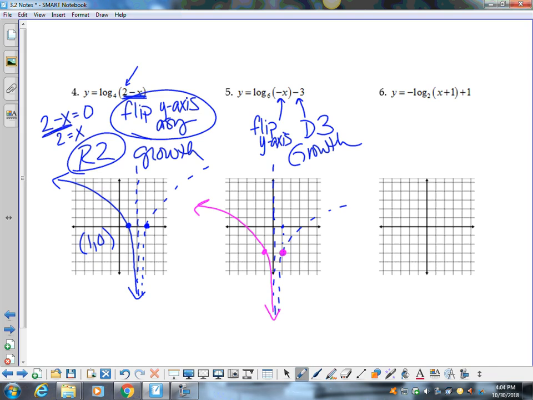Okay, number 6, here we go. There he is. That's decay. I'm still going to go left 1, and I'm going to go up 1. So I'm starting here. I'm going to go left 1, up 1. Asymptote is 1 behind it. No flipping, but I am decay.